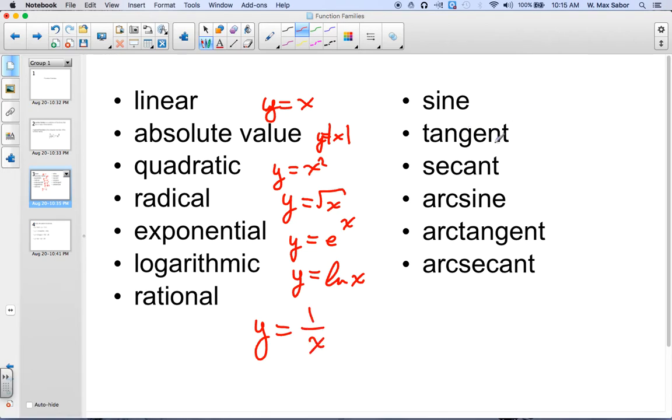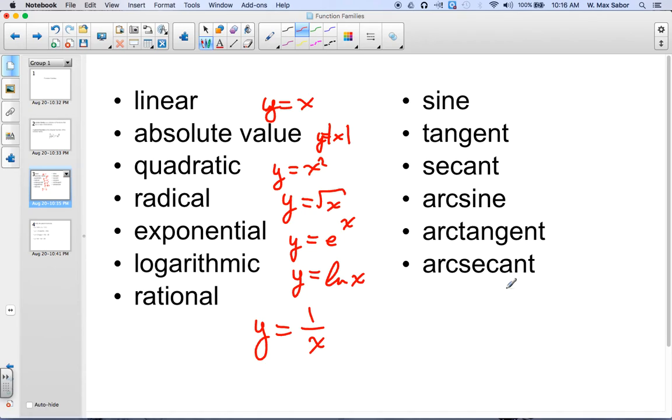sine, tangent, secant, arcsine, arctangent, arcsecant. You'll notice that I don't have the cofunctions up there. The reason is cosine I think of as part of the sine family, because if you reflect it and shift it in a certain way, they are the same, and that's true for all of the cofunctions. So here are major function families that we've already talked about.